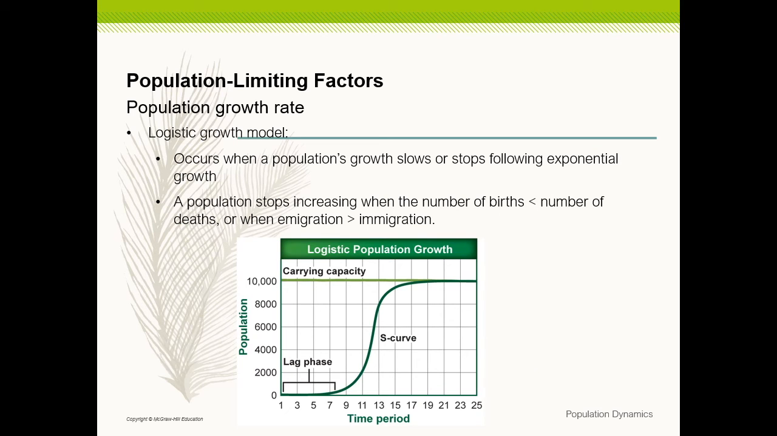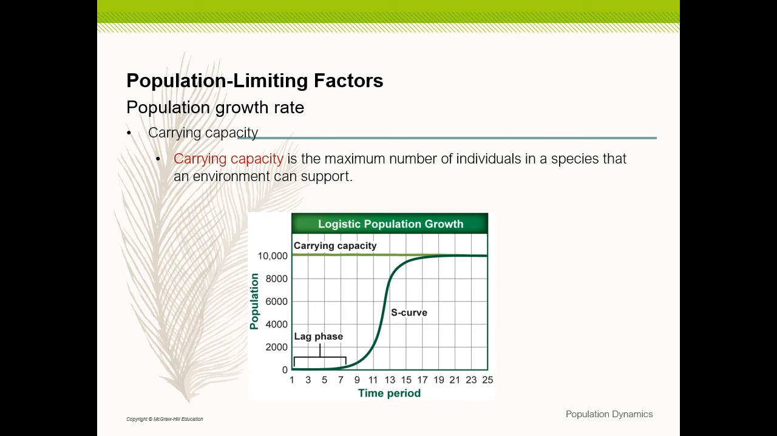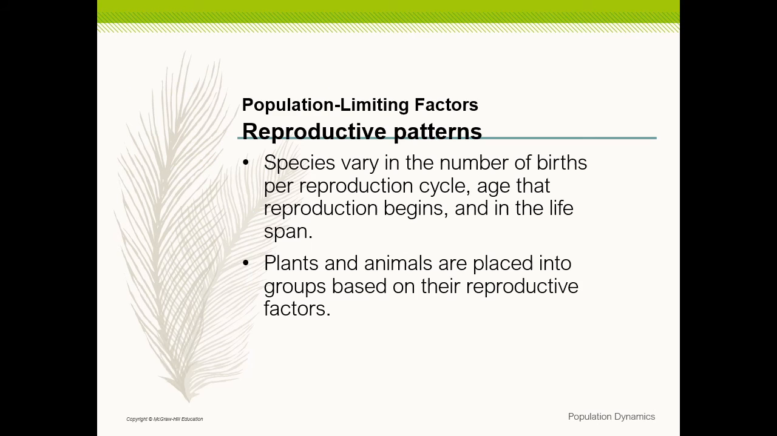Okay, this is our logistic. So you can see that this one is an S curve, right? It occurs when the population growth slows or stops, right? And when the number of births is less than the number of deaths, or when emigration is greater than immigration. So this is where probably we're going to be after the pandemic. How much we can hold, the capacity.